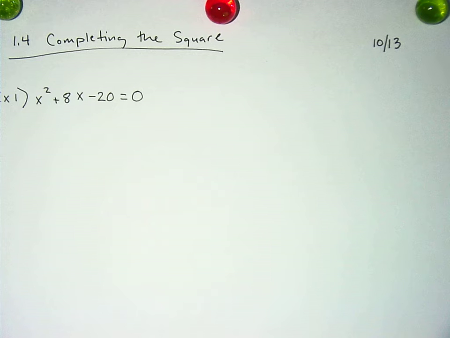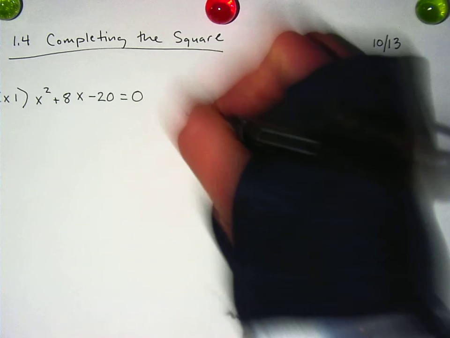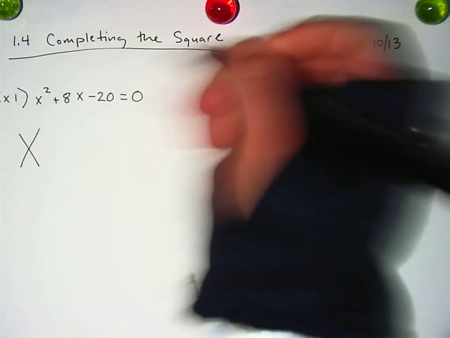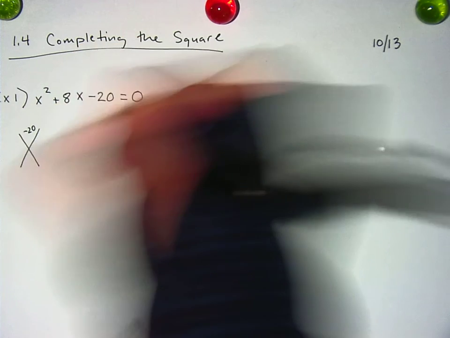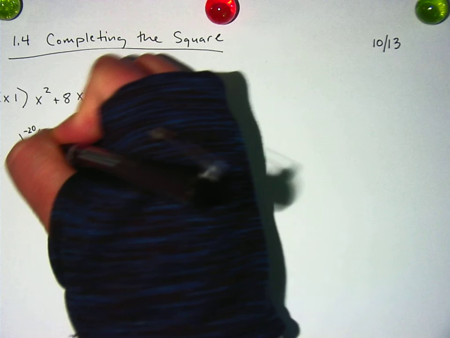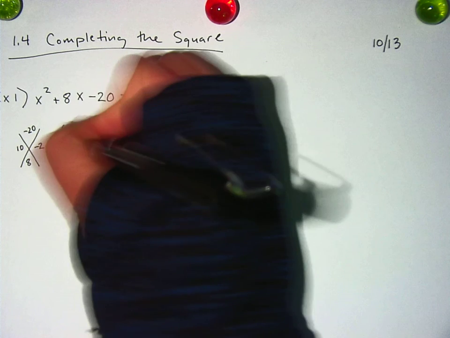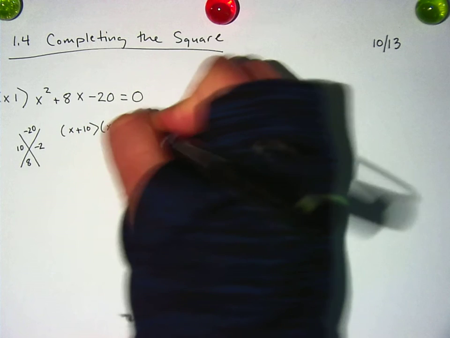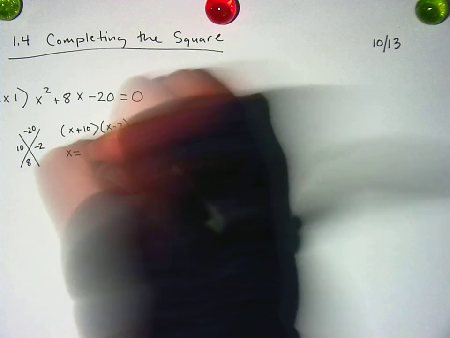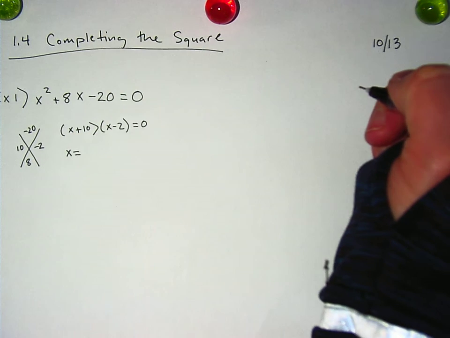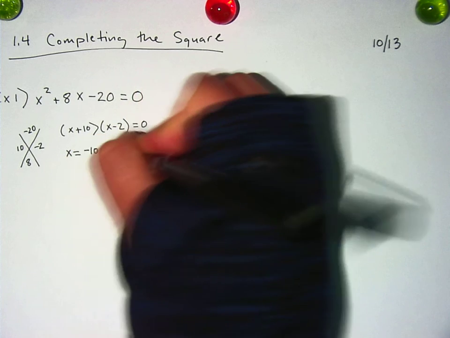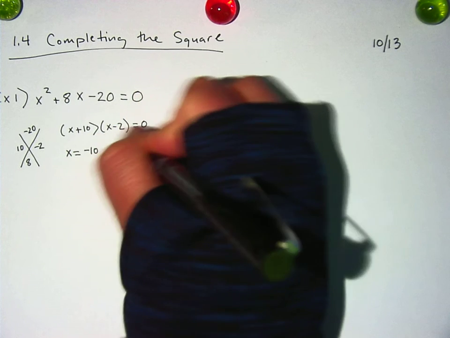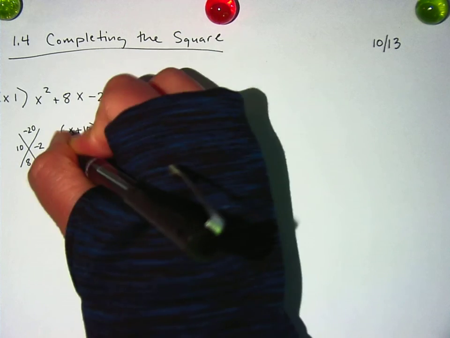Which one would be negative? The 2. So here's how this problem really should go. Negative 20, 8, 10, 2. Then you have x plus 10, x minus 2. So our answers would be what and what? Negative 10, positive 2. Now I am going to show you how to complete the square instead with this problem.